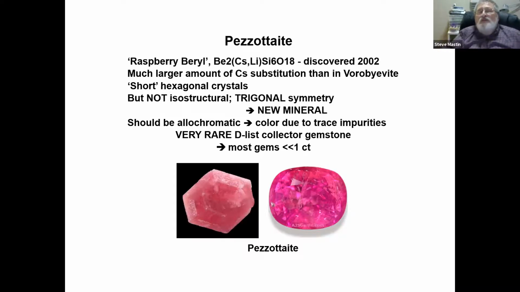And nobody knows for sure what the trace impurities are that are giving it color, but they've got to be there because, again, it should be allochromatic. None of the cesium and lithium should make any difference, even though the structure has gone a little cockeyed.